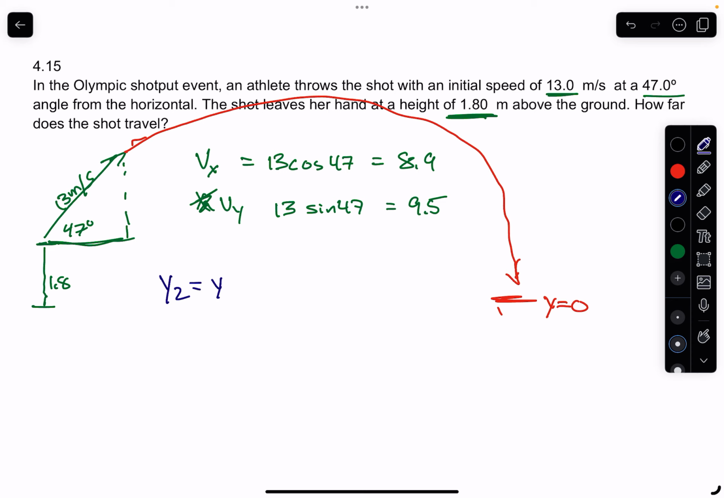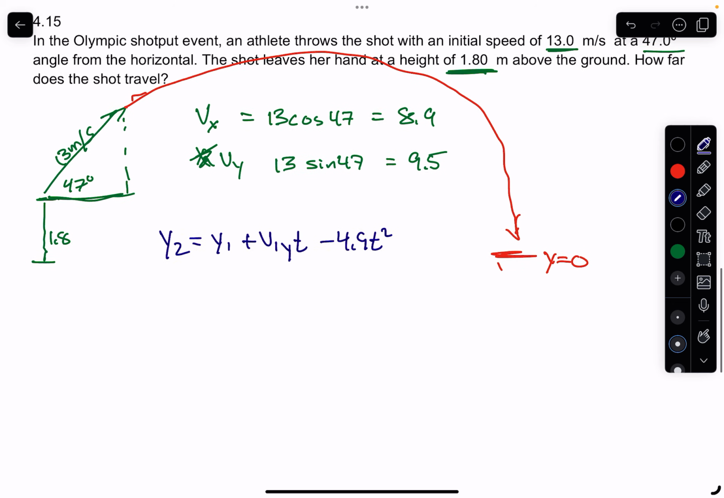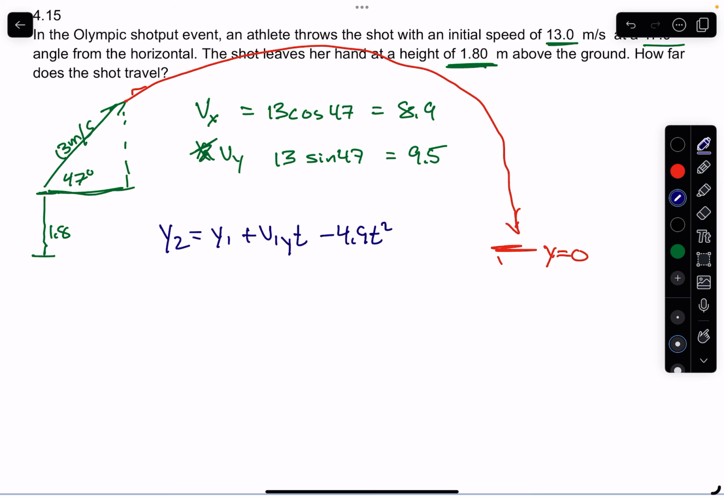y2 equals y1 plus v1y t minus 4.9 t squared. That's 1/2 g t squared, and I just sort of do that in my head. This is Y2, this is Y1. Y2 is 0, Y1 is 1.8. The original velocity in the Y, that's this here, so it'll be plus 9.5 t. I want to solve for time, minus 4.9 t squared.